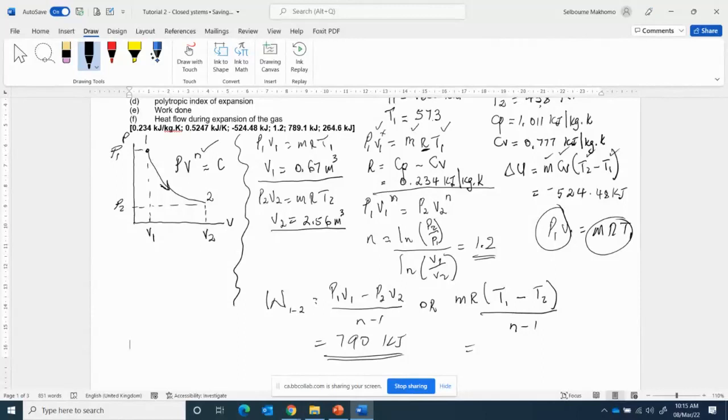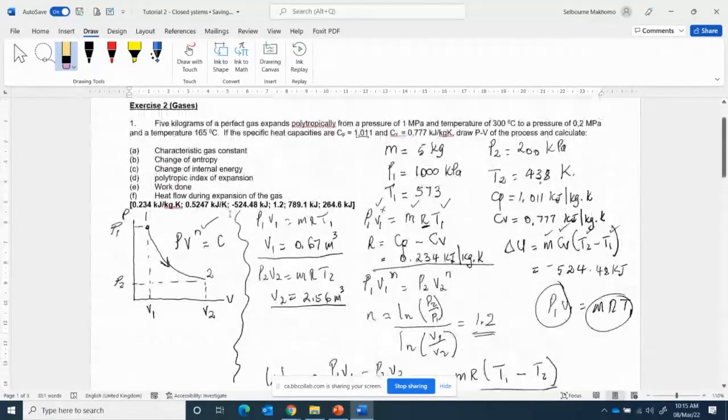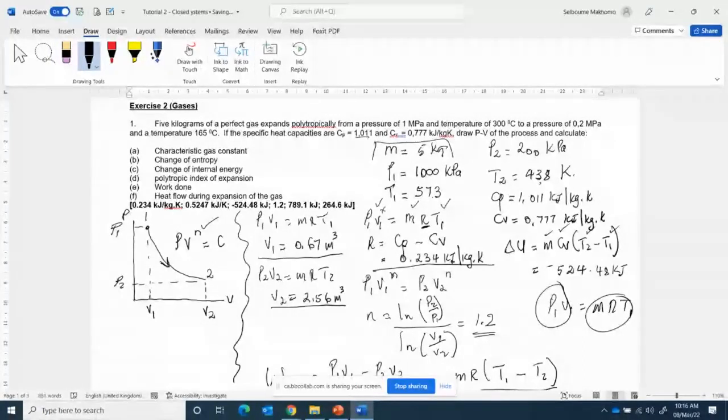And the last question says the heat flow during expansion. Sorry, sir. For m, are we going to use 1 for the mass? No, it's given. It's 5. Let's go up. Mass is given. Here is mass, it's given. Here is 5. All right. Thank you, sir. It's given. And thanks for reminding me.